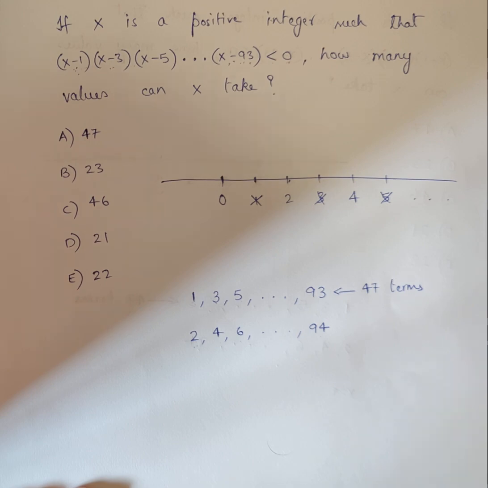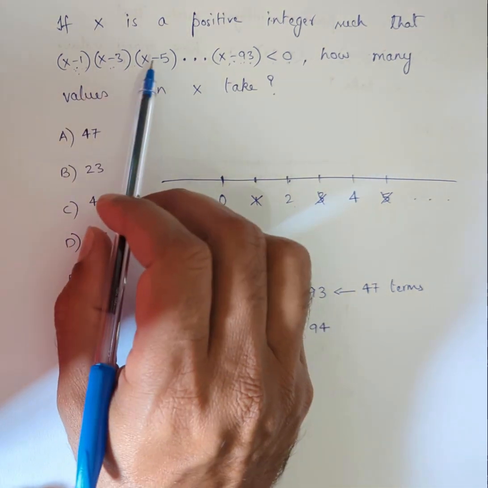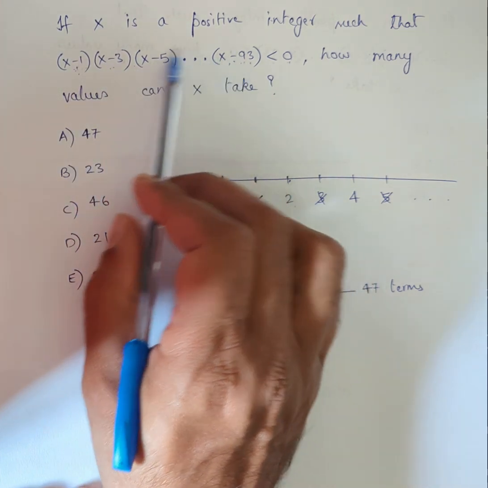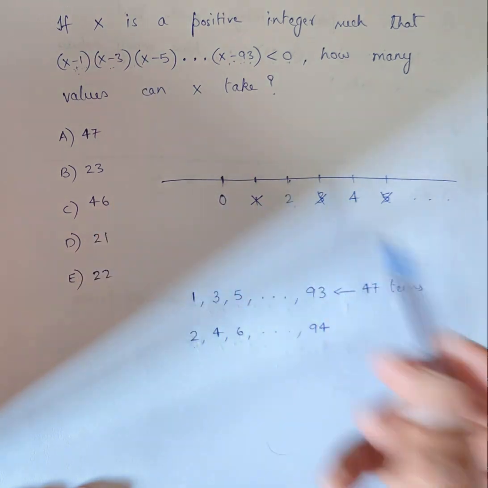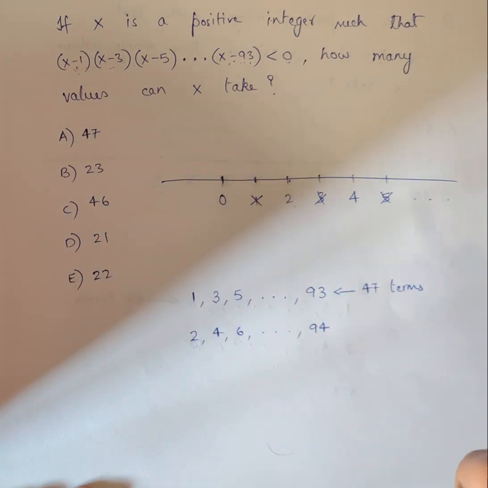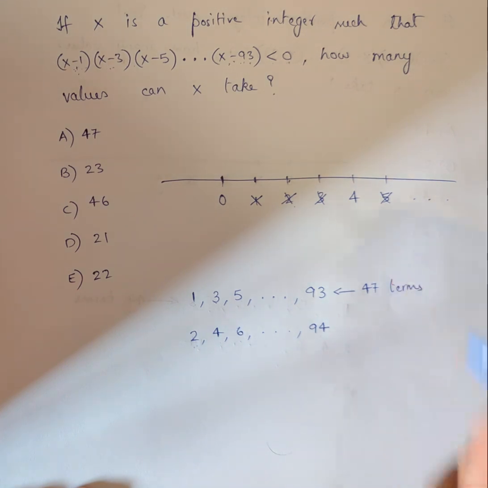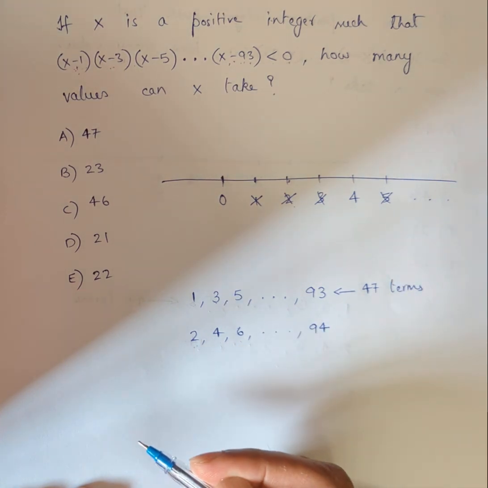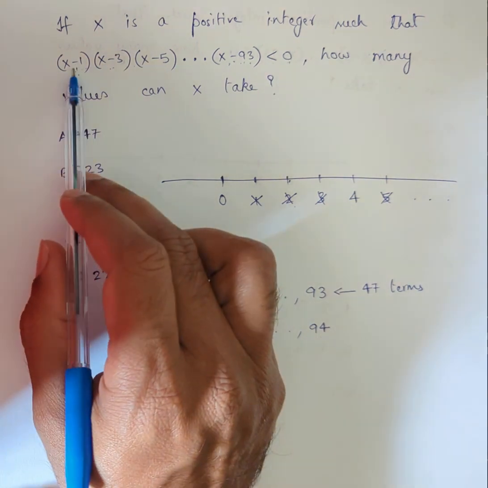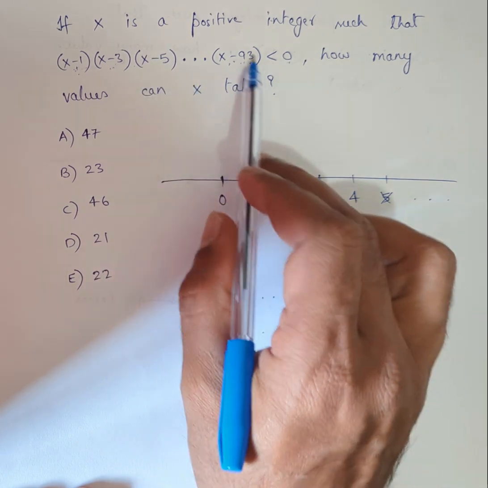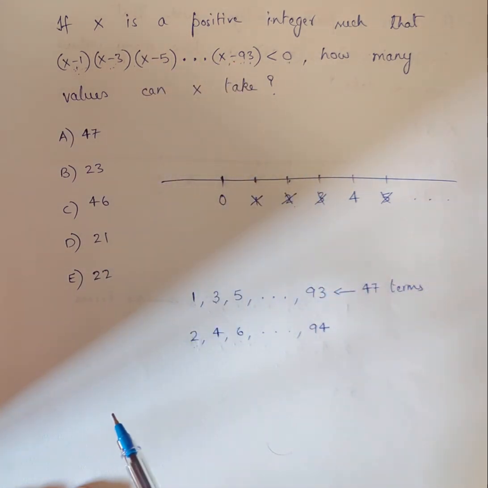Now let's check even numbers. What about 2? If you plug x equal to 2, then you have 1 positive and 46 negative terms. So 2 is not going to be good because we want an odd number of factors to be negative. Now what about 4? If you plug x equal to 4, then you have 2 positive factors, because these 2 are going to be positive then. And then the other 45 factors are negative. And that would give us a negative result.